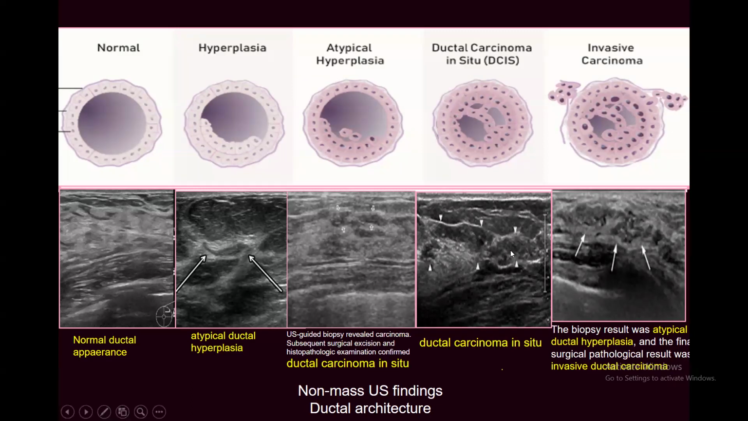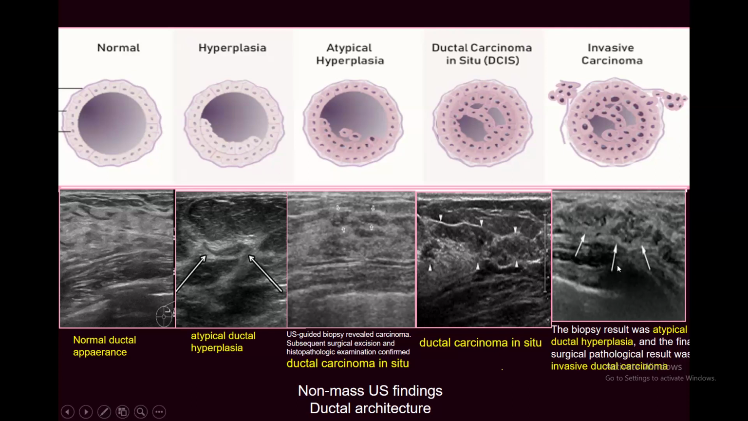And this is another example of ductal carcinoma in situ, you see? And in the latest example here, the biopsy revealed atypical ductal hyperplasia, but the surgical specimen revealed invasive ductal carcinoma. So what is the significance of that? There is overlap in the ultrasound appearance, or in the imaging appearance, of these processes.